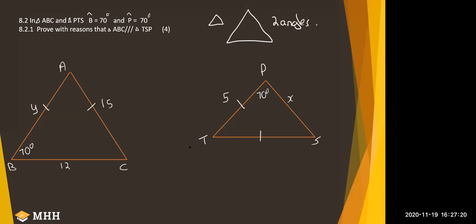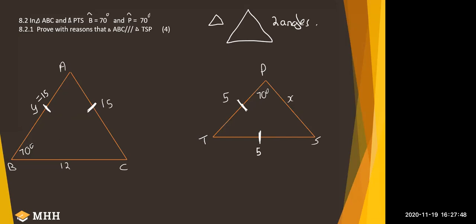Okay, so we must try and find two angles. Now let's analyze what's given here. This is a line and this is a line, so it means the y will be equal to 15. I see here a 5 and another line there, so it means this one is also going to be equal to 5.